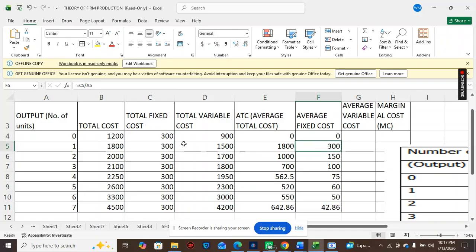And it's going to continue dropping. Why? Because this fixed cost is not changing, so it is being spread over more units. So it's dropping and dropping and dropping. Any questions?